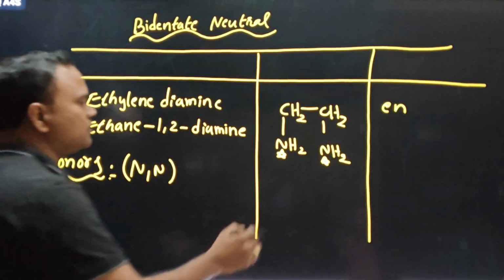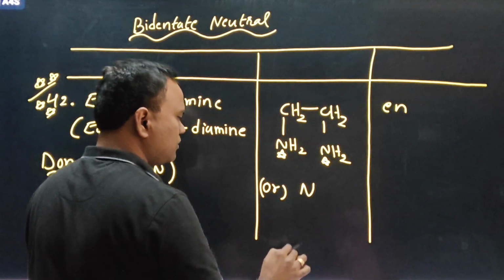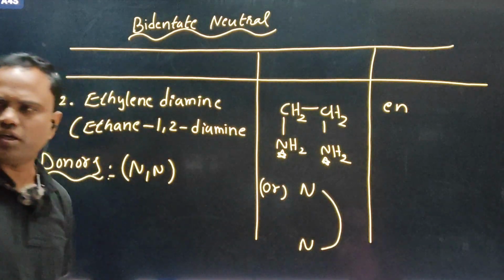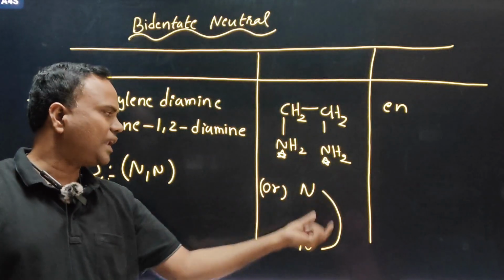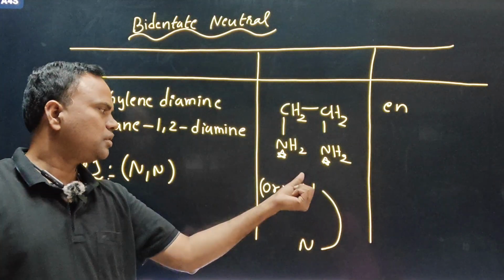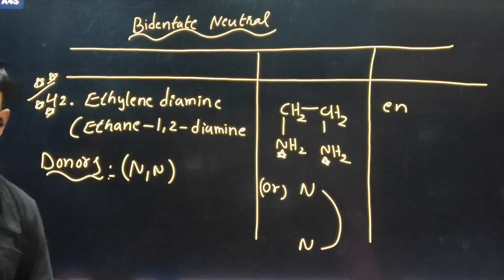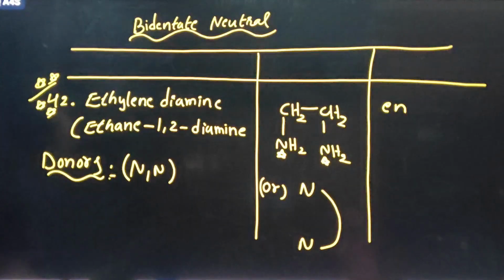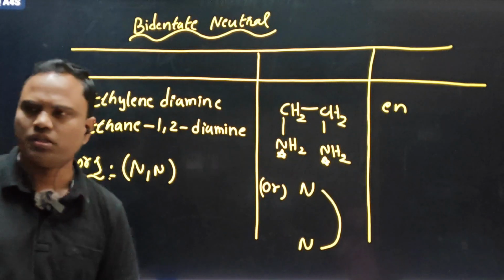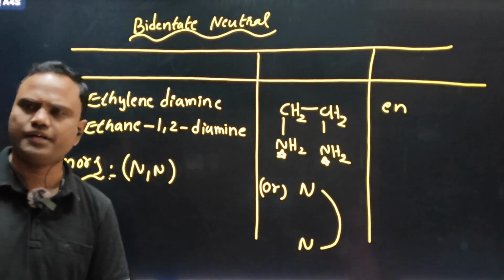Sometimes we represent en like this: N with just a curved line. Note this also. You will get a ligand like this in some examples. You have to imagine that in that curved line CH2 is present. First important bidentate ligand completed. Ethylene diamine, en. In 10 examples, en only will come under the bidentate category.